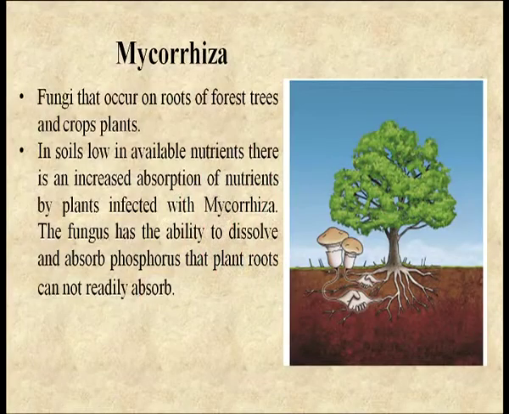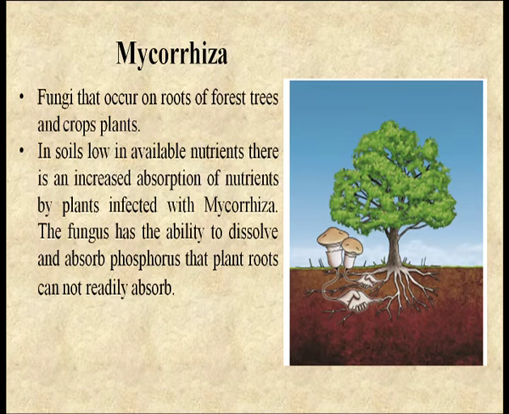Now we will discuss mycorrhiza, fungi that occur on roots of forest trees and crop plants. In soils low in available nutrients, there is an increased absorption of nutrients by plants infected by mycorrhiza. The fungus has the ability to dissolve and absorb phosphorus that plant roots cannot readily absorb.